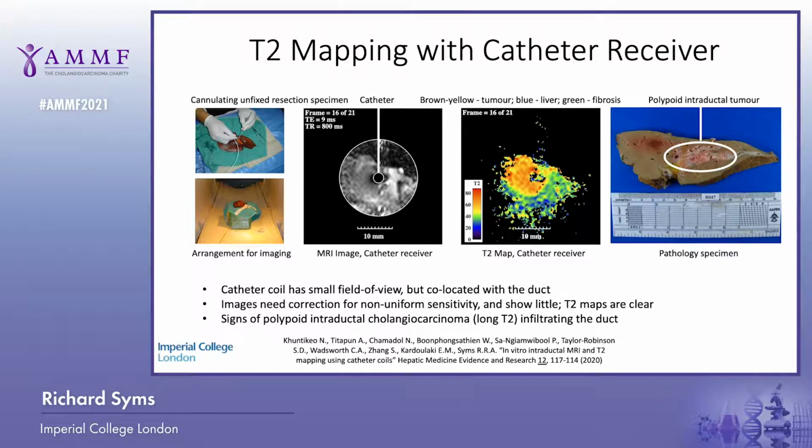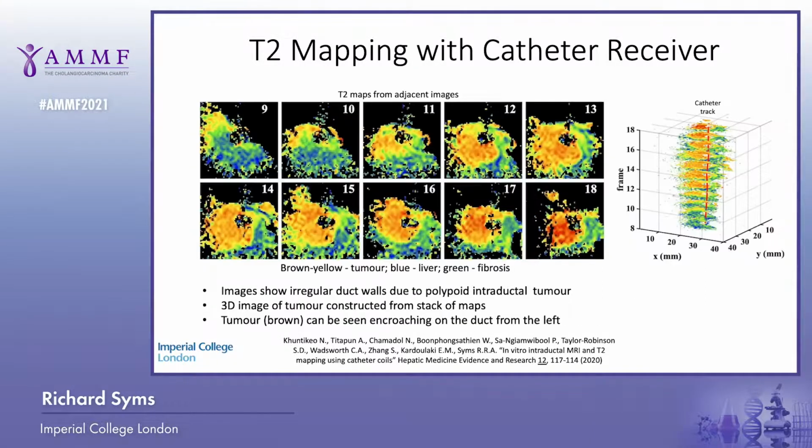And over on the right, just to confirm, we've got the pathology data showing that there is indeed a tumor there. So how important is this likely to be? Well, what I'm showing here is a whole set of these T2 maps generated by that one catheter receiver in different parallel slices. You can see that the tumor itself isn't present in every slice. It isn't present in slice 9, but it is present in nearly all of the other ones.